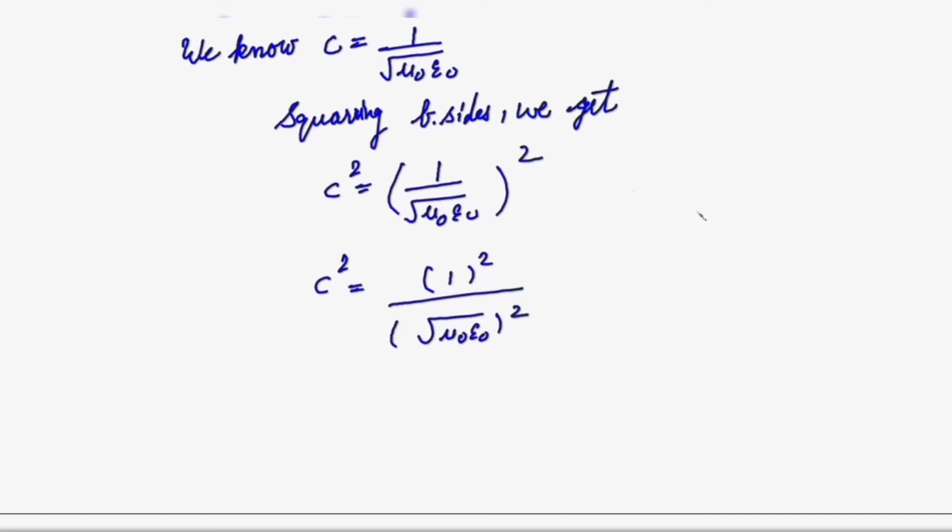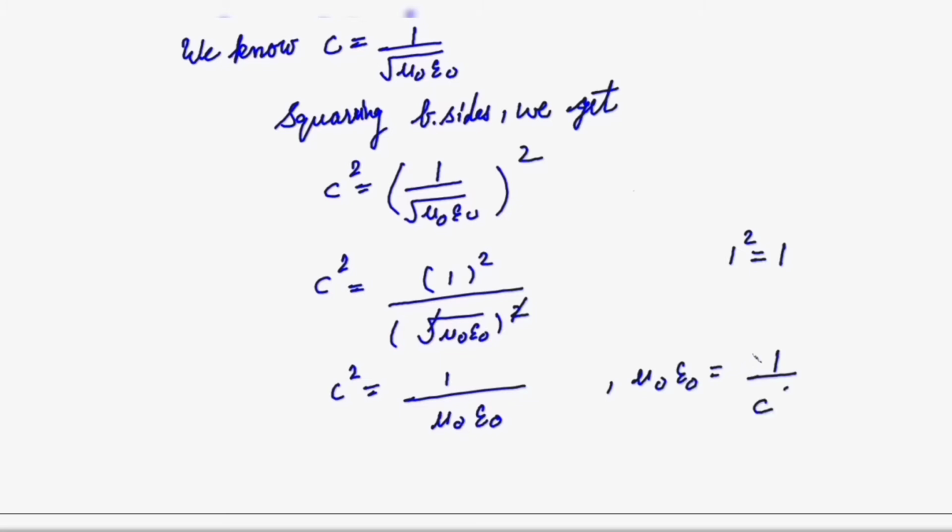So we know 1 over c squared is equal to 1 upon root(mu naught epsilon naught), and here the square is cancelled with the square root, so we get c squared is equal to 1 upon mu naught epsilon naught. So mu naught epsilon naught is also equal to 1 upon c squared. So in equations first and second we substitute the value of mu naught epsilon naught, where we replace mu naught epsilon naught with 1 upon c squared.